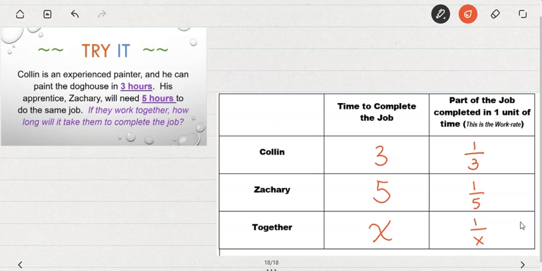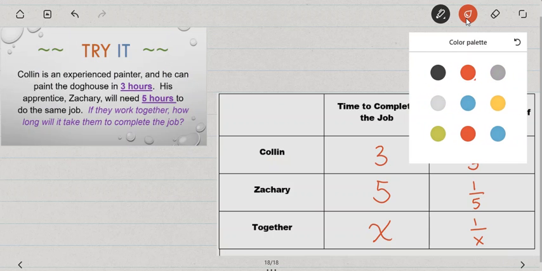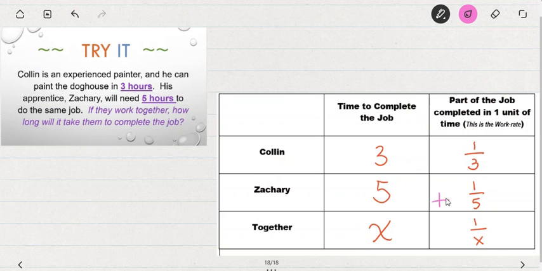The third step: we understand the problem by gathering the information, and then we want to devise a plan. The plan I'm going to use is sitting right here in our chart, as an equation. This word together is the key word. Together is going to indicate we want to add. So Colin's rate together with Zachary's rate gives us their rate together. So here's our equation: 1/3 plus 1/5 equals 1/x.